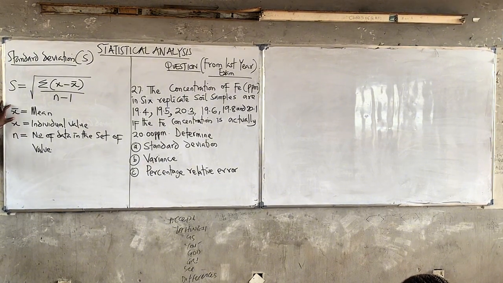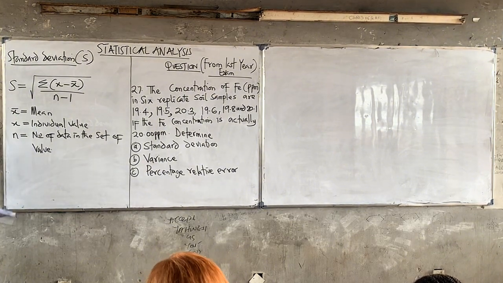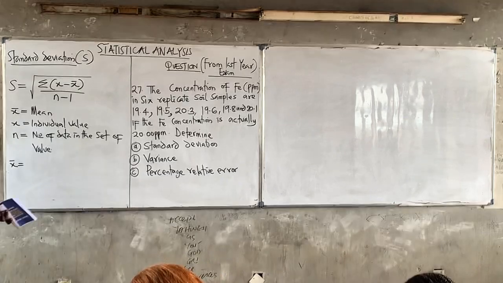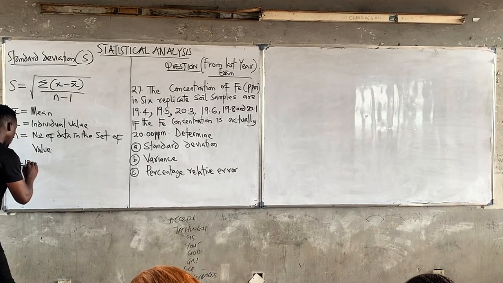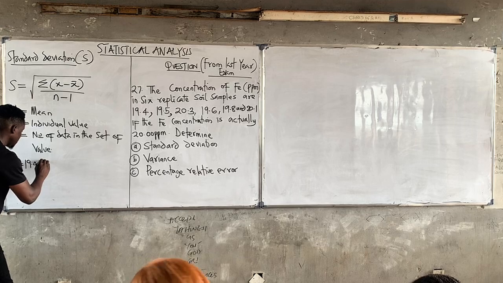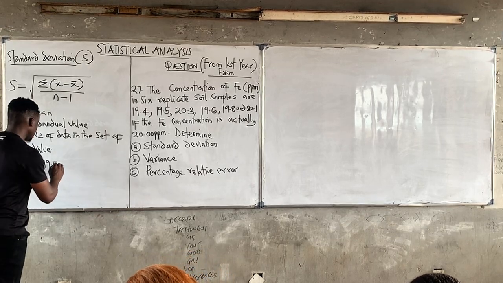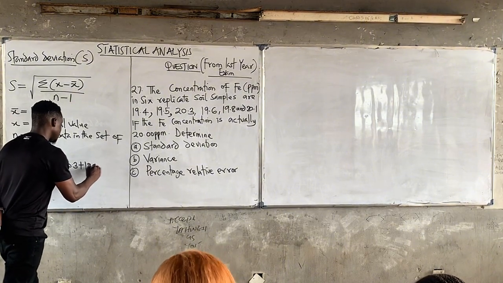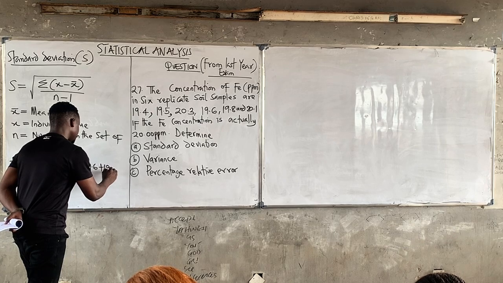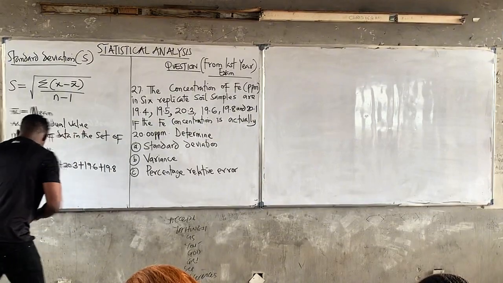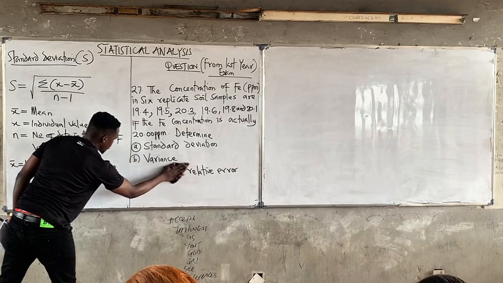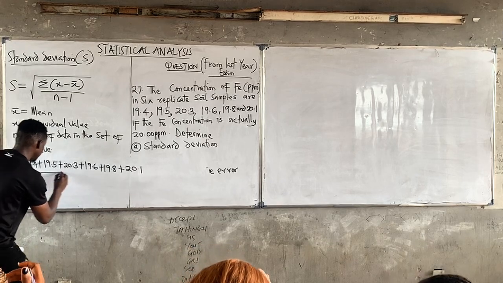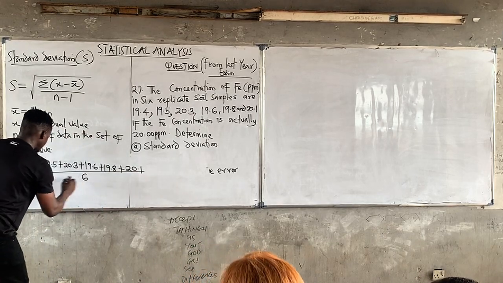You must first of all solve for the mean, right? And how do you solve for this mean? My mean is x bar. Mean is the sum of the values divided by the number of data. So we have 19.4 plus 19.5 plus 20.3 plus 19.6 plus 19.8 plus 20.1, all divided by, class, 6.